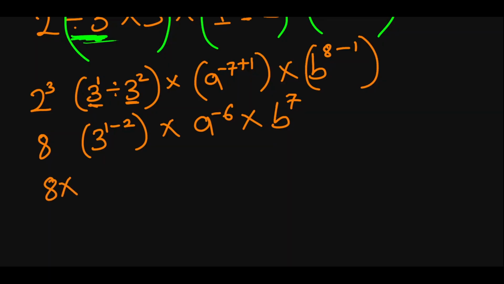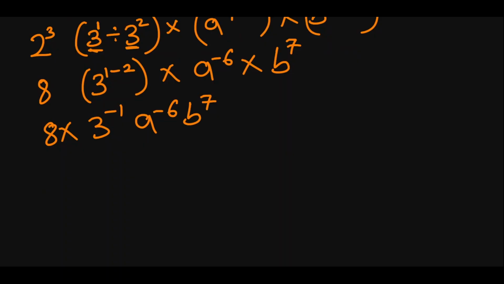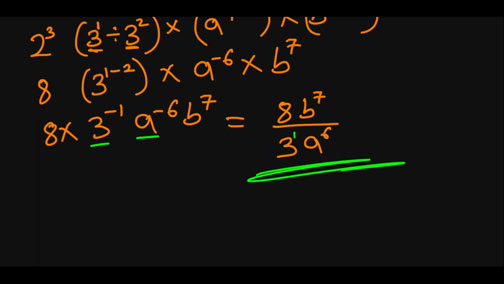So this gives us 8 times 3 raised to power 1 minus 2. 1 minus 2 is minus 1. So that is 3 raised to power minus 1, a raised to power minus 6, b raised to power 7. Now if we want to take away the negative indices, we move all the ones with negative below. So this now finally gives us 8 b raised to power 7 over 3 a raised to power 6. We moved these two below so that the 3 raised to power minus 1 becomes 3 raised to power 1 and the a raised to power minus 6 becomes a raised to power 6. So this becomes the final answer.